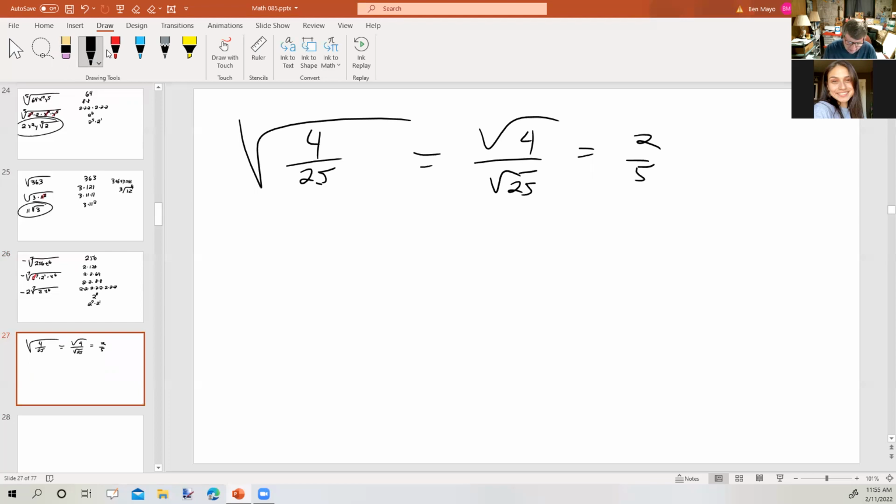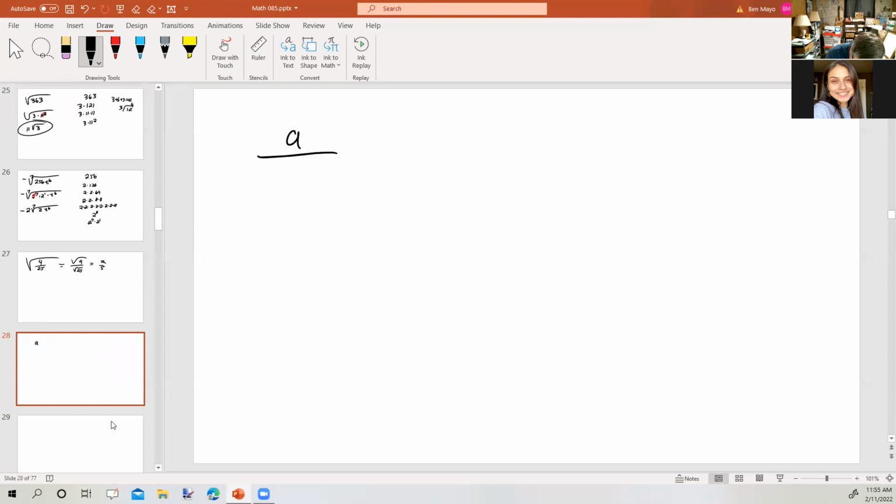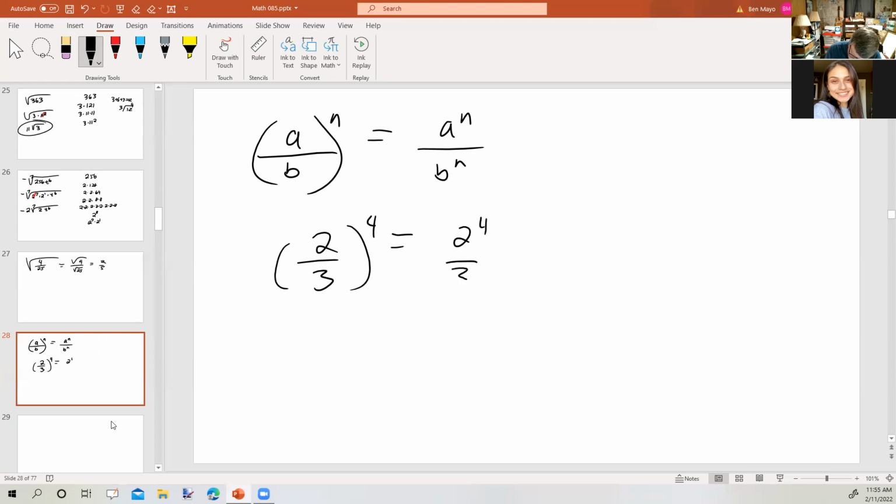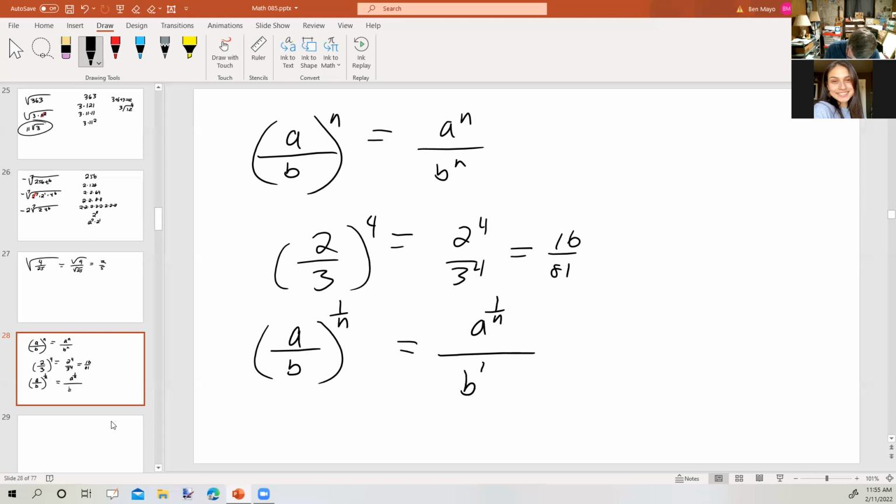So again, let's go back to properties of exponents. We have a rule that says a quotient raised to a power, you attach the outside power to both the numerator and the denominator of the quotient. So if I've got 2/3 to the 4th power, that's 2 to the 4th over 3 to the 4th, which is 16 over 81. Okay. Well, what if I had a over b and my exponent was 1 over n? Wouldn't that give me a to the 1 over n power divided by b to the 1 over n power? What if I take that last statement and convert it into radical notation? The nth root of a over b is the nth root of a divided by the nth root of b.